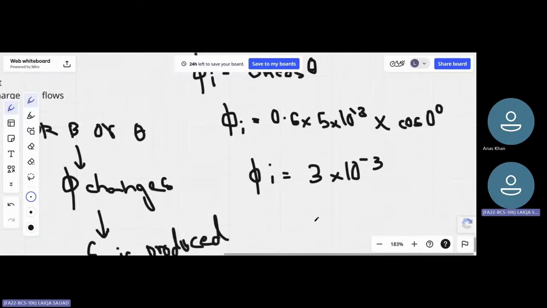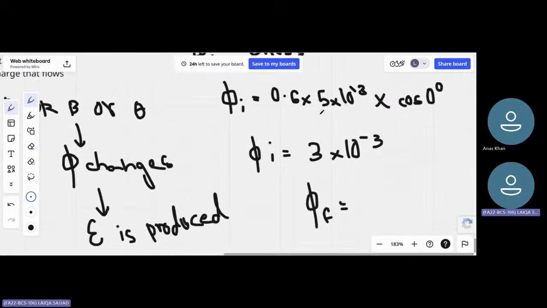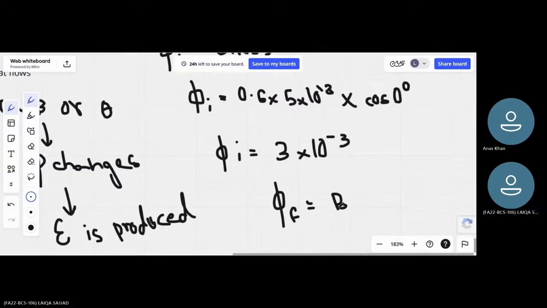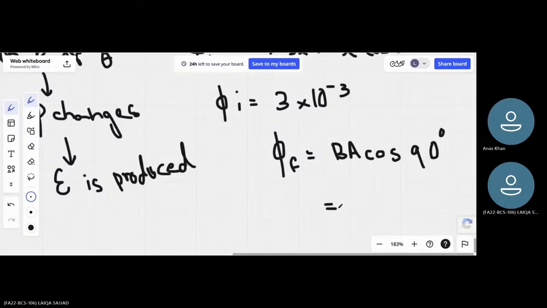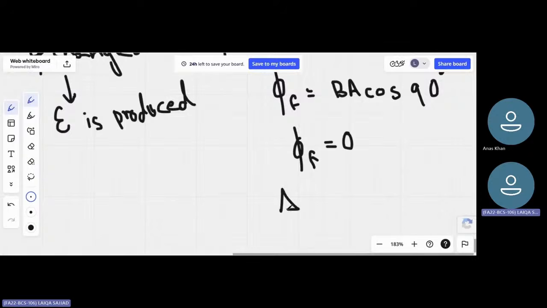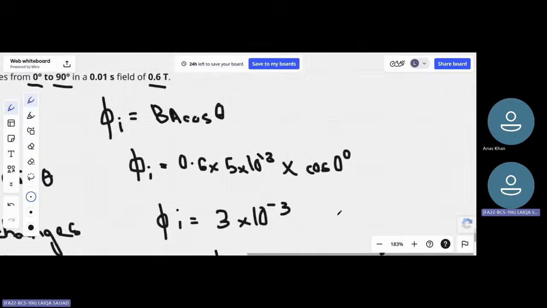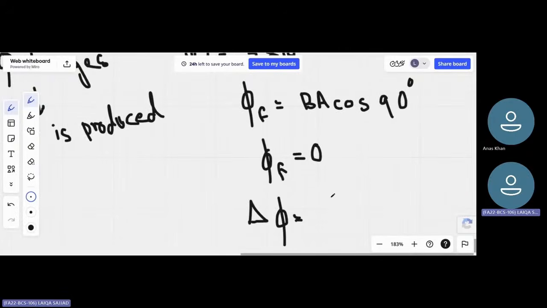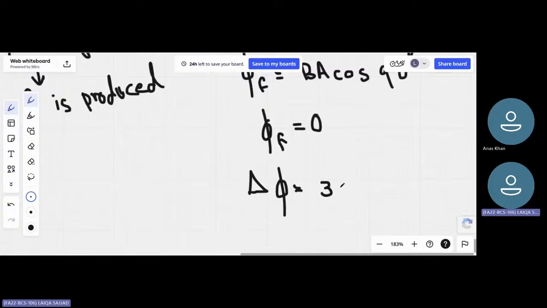Now we have to find the value for the final flux. Over here, the value for theta is 90. So it would be BA cos 90. And we know cos 90 is 0. So the final flux would be 0. To find the change in flux, we simply subtract them both. We get 3 into 10 raised to power minus 3 because the final flux is already 0. So the answer would be 3 into 10 raised to power minus 3 Webers.